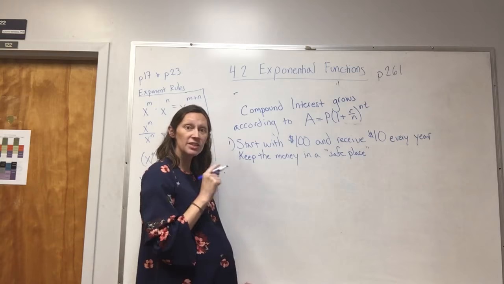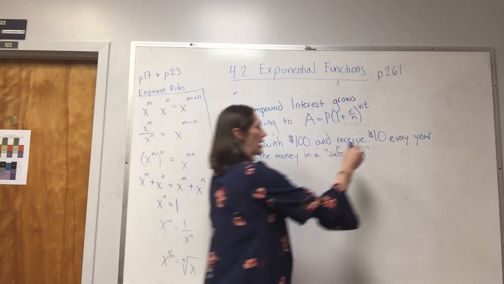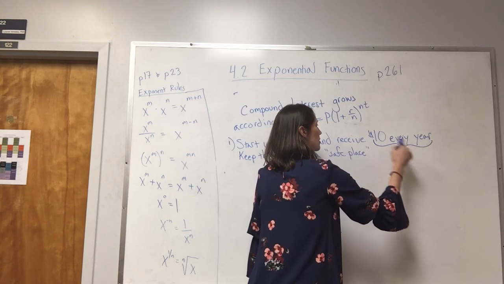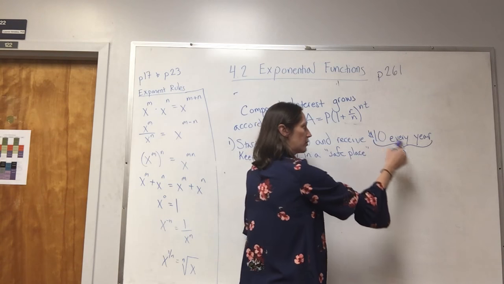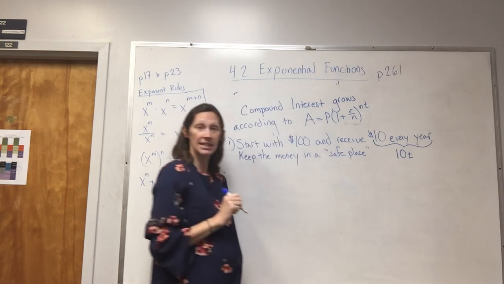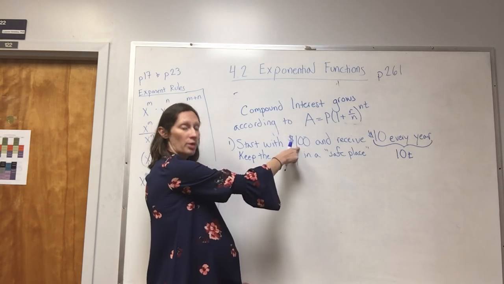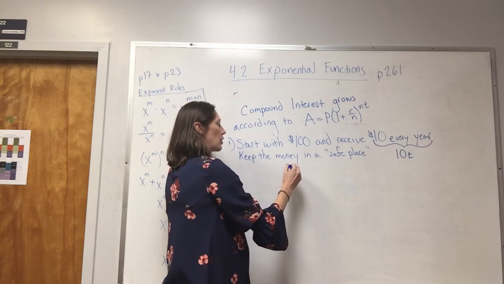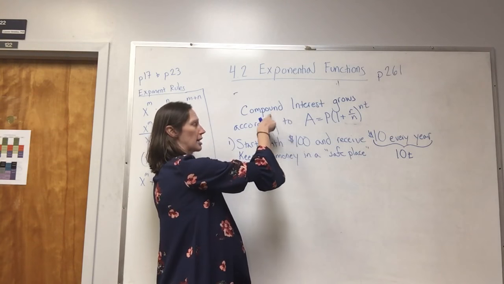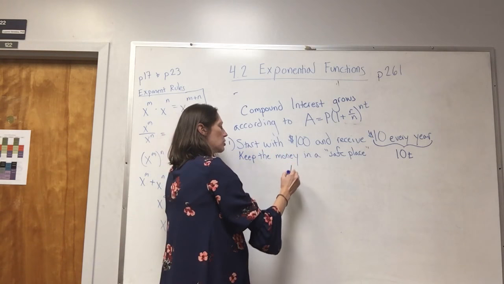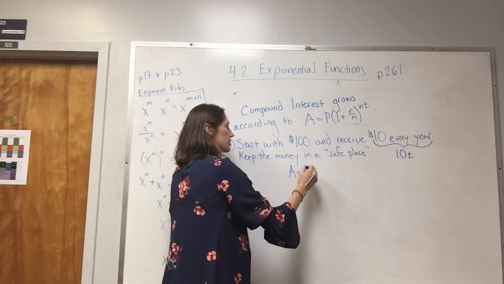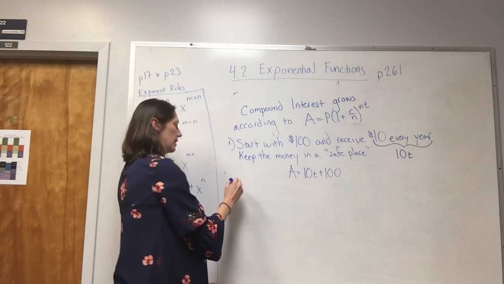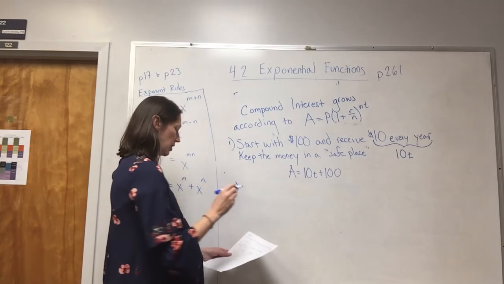All right, this is an example of linear growth, okay? $10 every year. That means your slope is 10, that's your rate of change, and your input is t, time. You started with 100. That's your initial value, that's your y-intercept. So this one is not an exponential function. I didn't talk about compounding, but I'm going to use A for accrued amount equals 10t plus 100, okay?